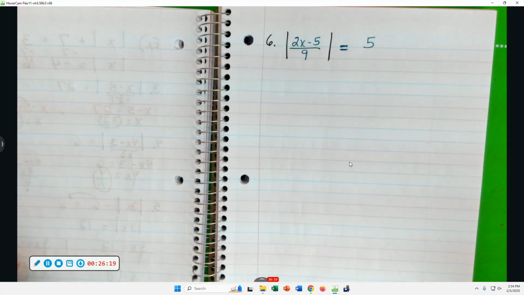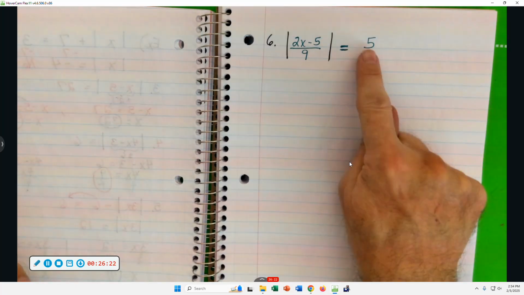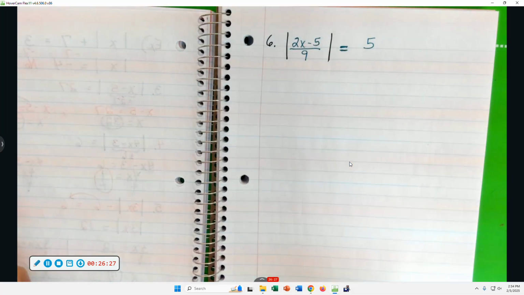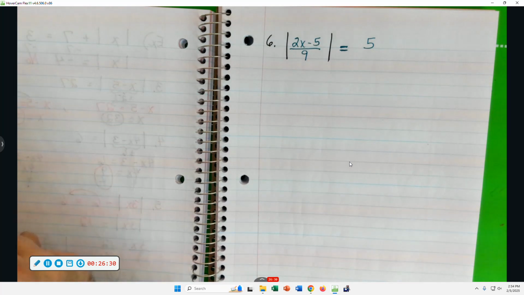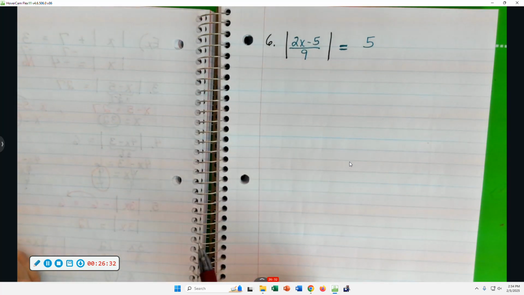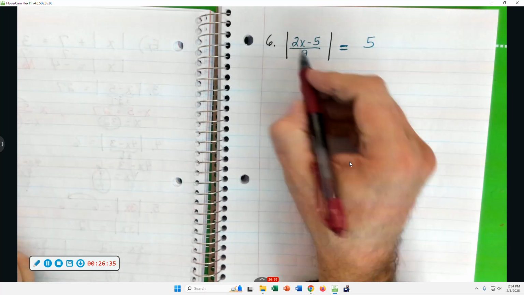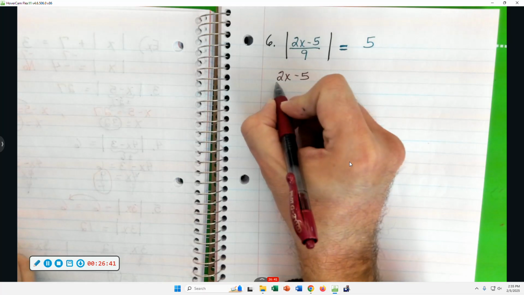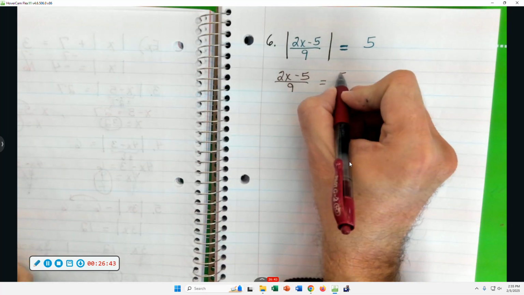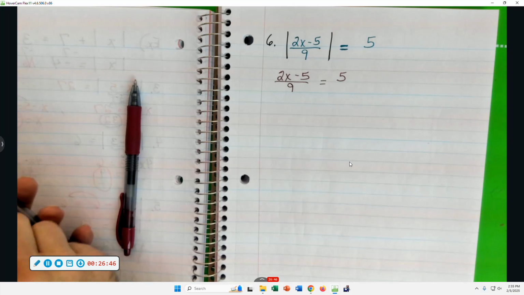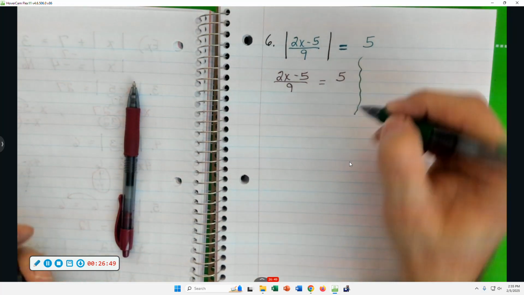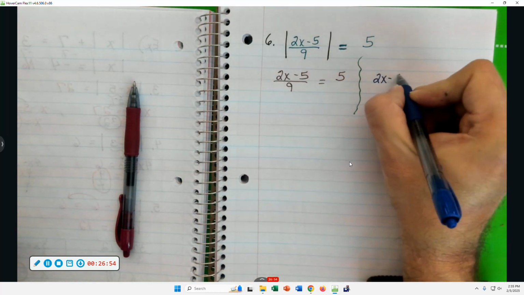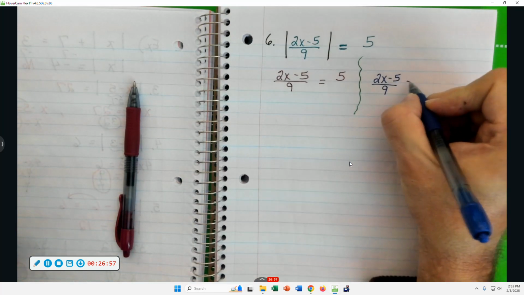But okay, have I talked long enough? Don't let the fact that there's a fraction bother you. There's a positive number on the right. The absolute values are by themselves. So that means that we have how many cases? Two. That stuff on the inside has to equal positive 5, then the stuff on the inside has to equal negative 5. So don't let the fact that it looks bad bother you. Equal positive and equal negative.